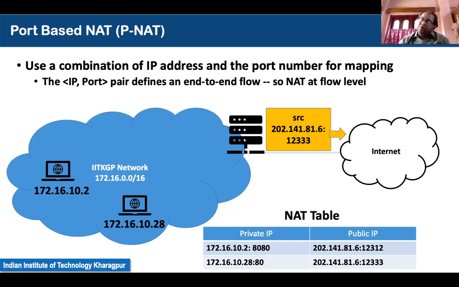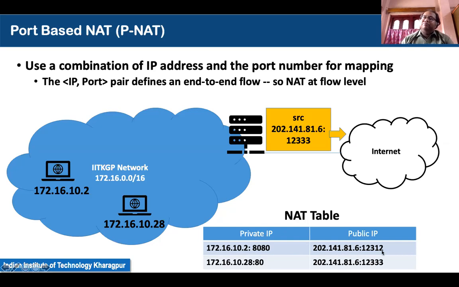And that is why two different active users may get the same public IP. So here you can see that the private IP 172.16.10.2 and the private IP 172.16.10.28 both get the same public IP 202.141.81.6 but different port numbers.